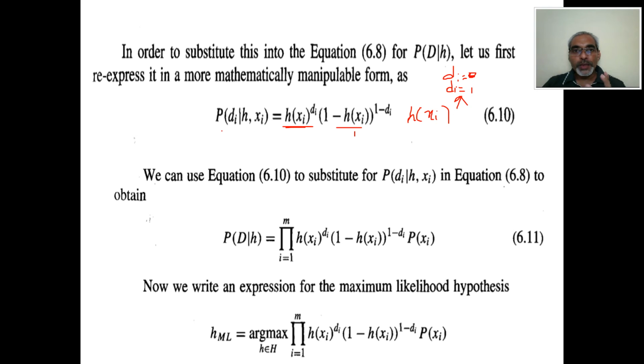So we got the probability of di given h comma xi. Now this entire right hand side, our equation 6.10 or equation 2, whatever you want to call it, we are going to substitute that in our previous equation.